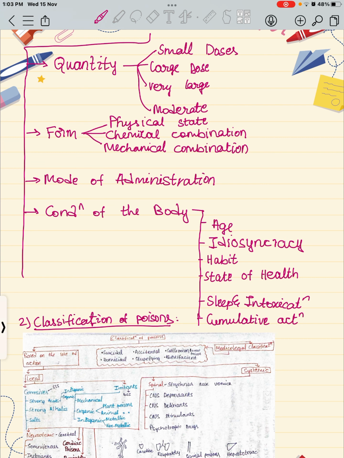But a person who is not habituated to taking alcohol, opium, or tobacco will have symptoms such as headache and dizziness. Ataxia is commonly seen if a non-alcoholic person takes alcohol.